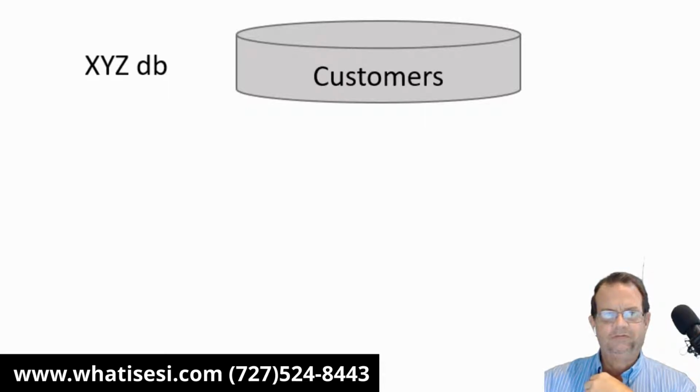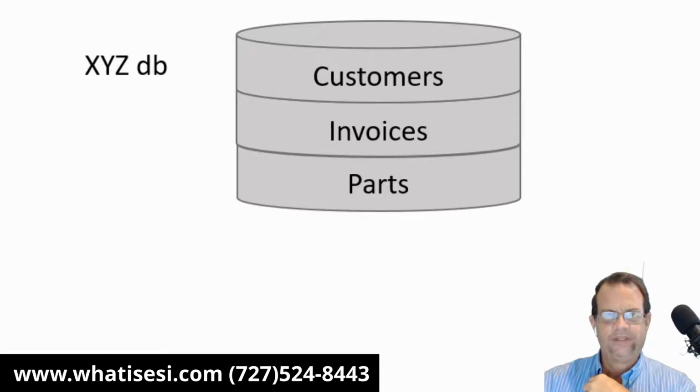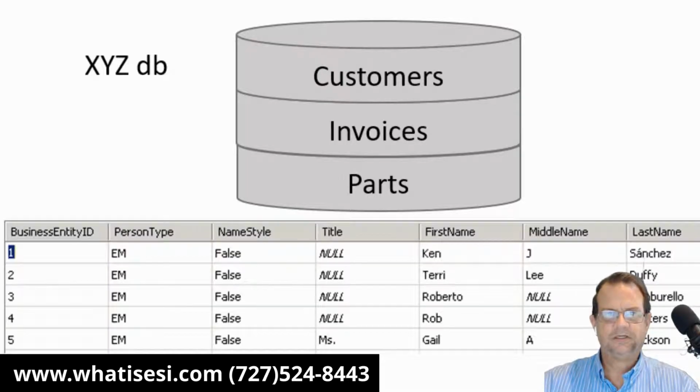So here we have the XYZ database, and it contains a customers table. It also contains an invoices table and a parts table. These are all names that we can make up and you can give the different tables and the database. And here we're looking at some records from, let's say, the customer table. We have 5 records, and what we're seeing here is 6 or 7 fields. We have the business entity ID field, person type field, etc., etc.